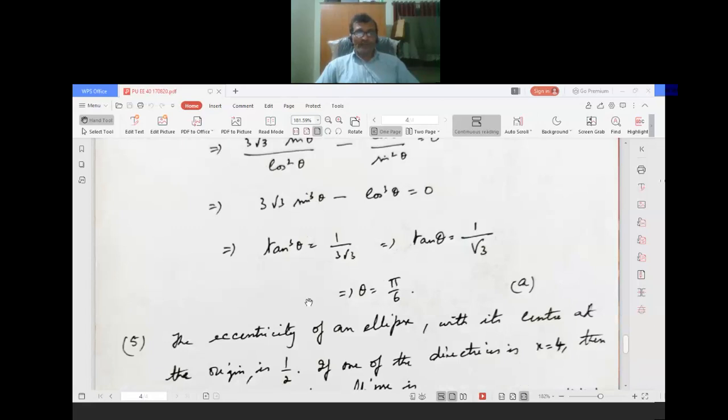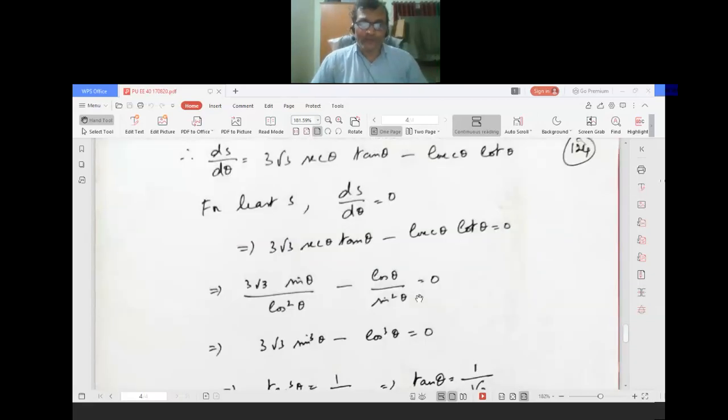So we get tan³ θ is 1/(3√3) by simplification. So tan θ equals 1/√3, because (1/√3)³ is 1/√3 into 1/√3, which is 1/3, into 1/√3, which is 1/(3√3). So tan θ is 1/√3, so θ is 180/6, that is 30 degrees. So θ is π/6, which is option A.